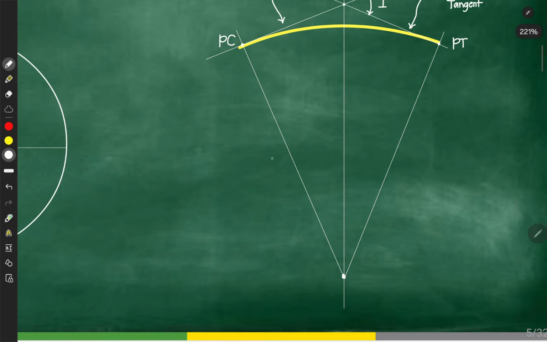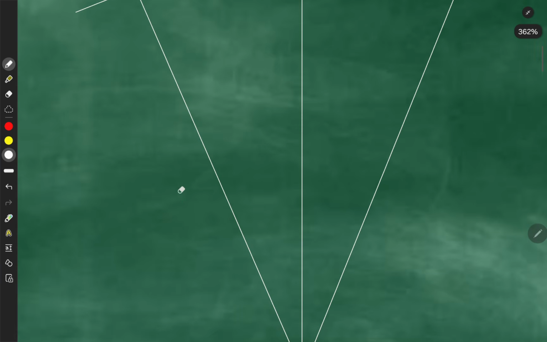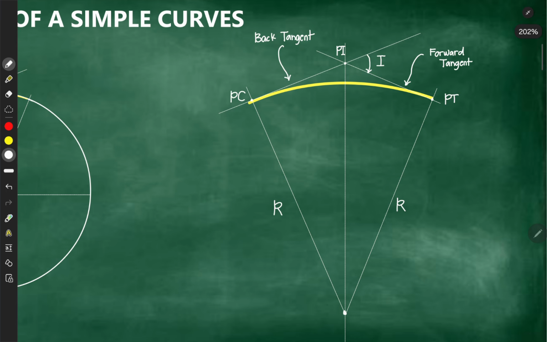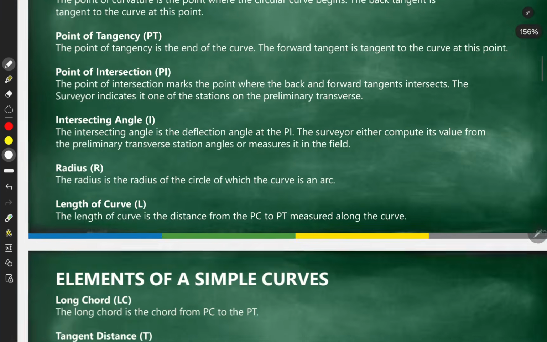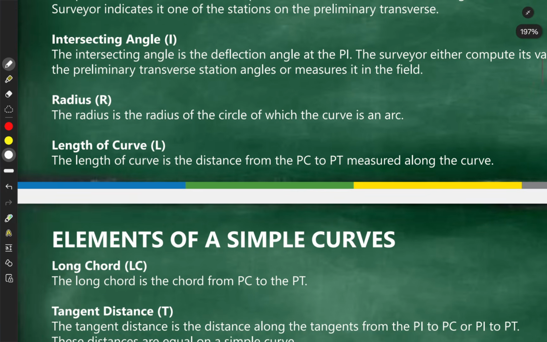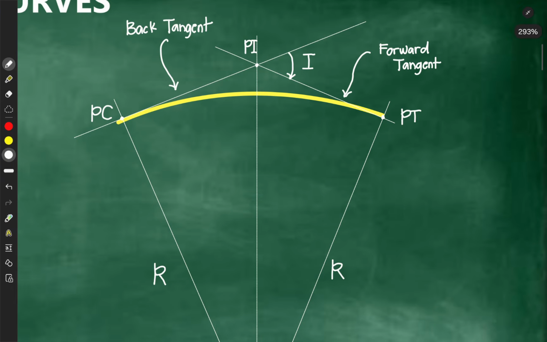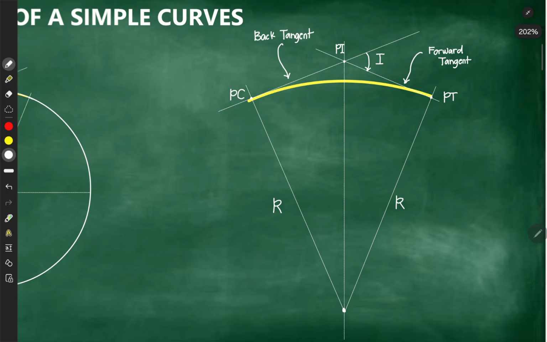This is what we call our radius. If that is radius, this is also radius. Okay, next, length of curve. The length of curve is the distance from the PC to PT measured along the curve. So if this is our arc, the length of curve is the length along the curve.